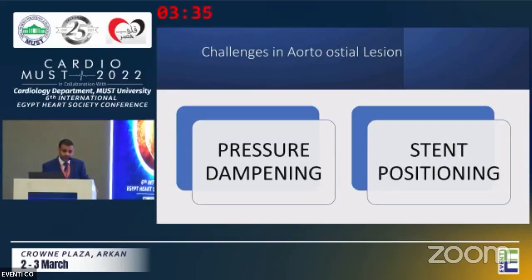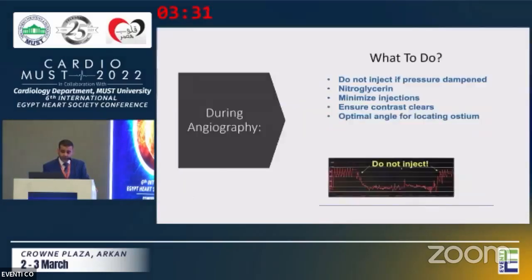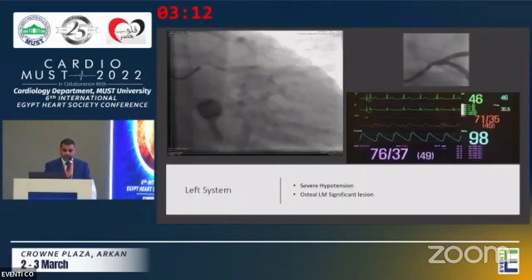Let's begin with aorto-ostial lesion. We have two challenges: pressure damping and stent positioning. If you are going to an ostial left main, you usually will see this view where you have a pressure damp. So don't inject if the pressure is damped. Use nitroglycerin, minimize injections, ensure contrast clear, and optimize angles.